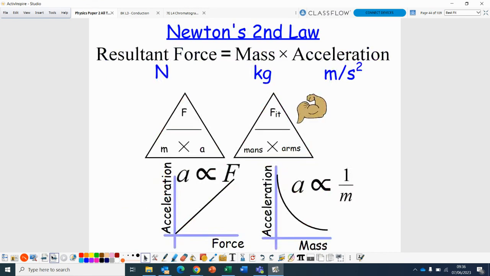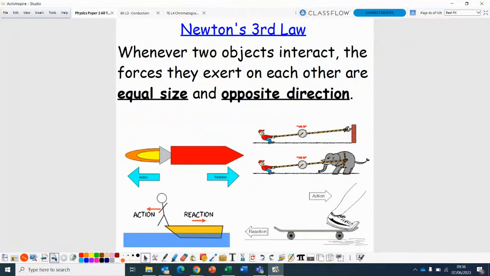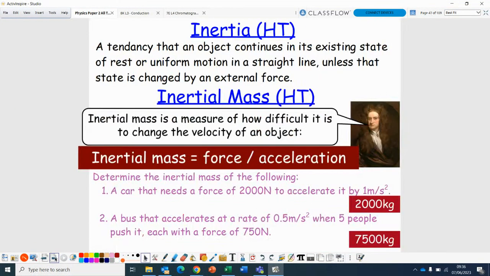Newton's second law, F=ma. The thing that you need to remember is acceleration and force are directly proportional. So you double the force, you double the acceleration. But acceleration is inversely proportional to mass. So if you double the mass, you're going to halve the acceleration. Okay? There's Newton's third law again. So 2 objects interact, and the forces are equal in size and opposite in direction.